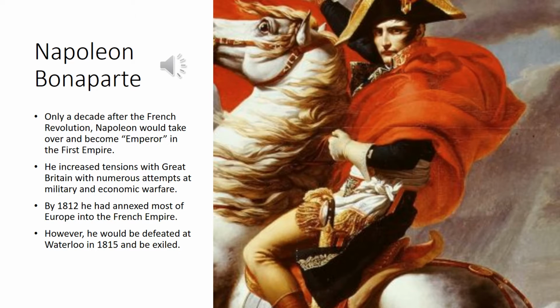Only a decade after the French Revolution, Napoleon would take over power and become emperor in the First Empire of France. He increased tensions with Great Britain with numerous attempts at military and economic warfare that were never very successful. But by 1812 he had annexed most of Europe into the French Empire. However, he would be defeated at Waterloo in 1815 and be exiled.